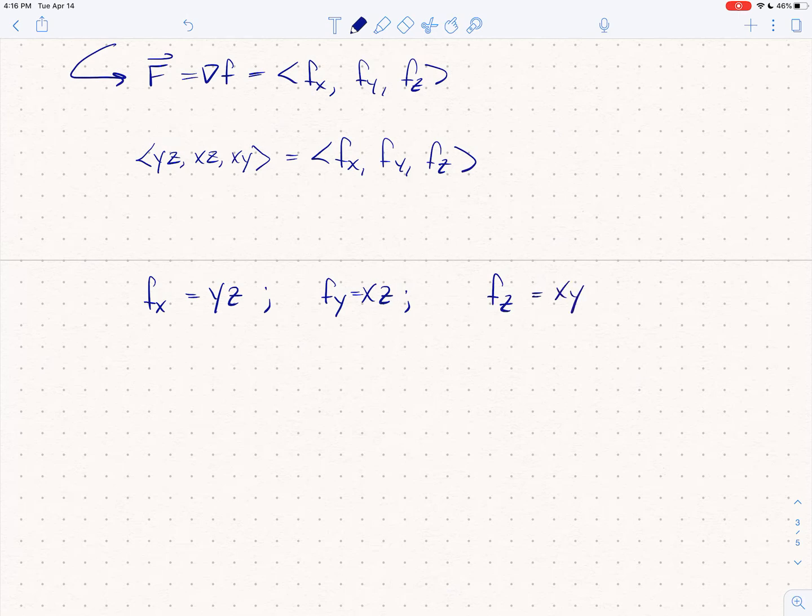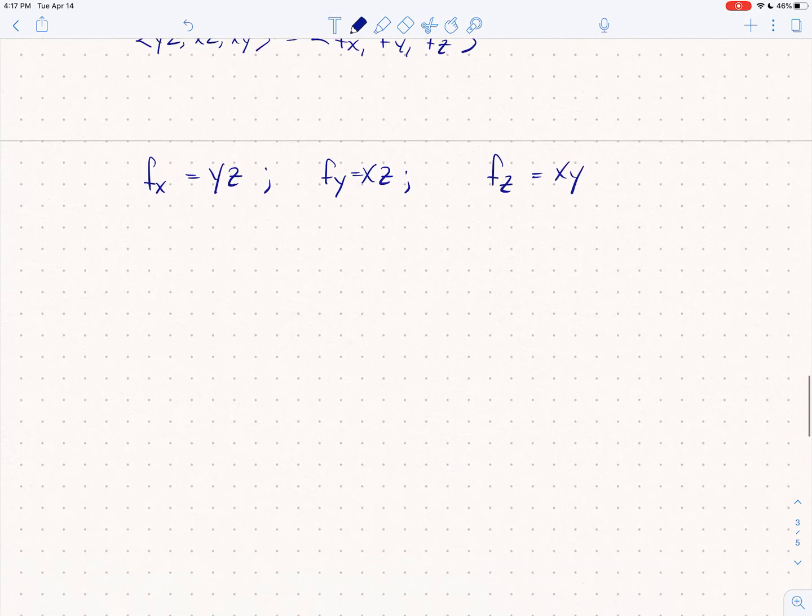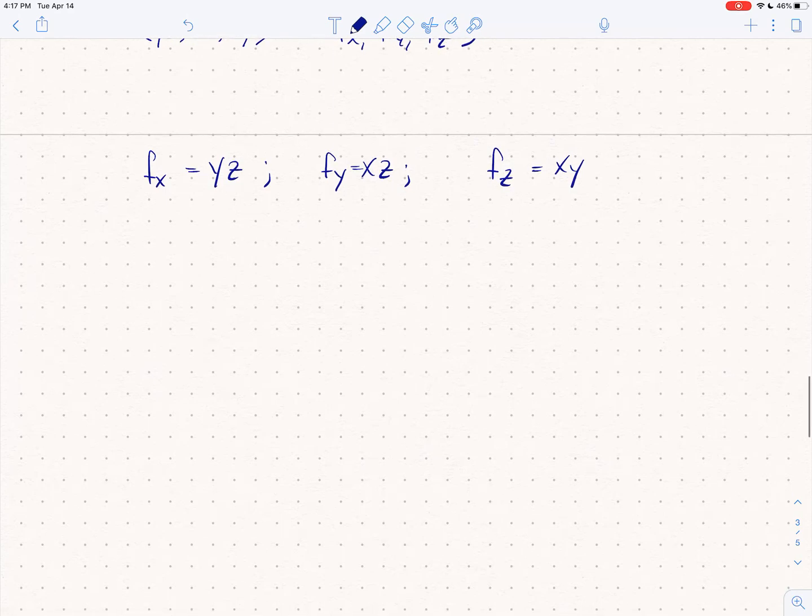Now I'm about to do a process, and I typically start with f partial x and just work my way around. You can actually start with any one of these three. It doesn't matter which one you pick. It's the same process. So try very hard to learn the process here and realize that it doesn't matter which one you start with. So I'm going to start right here.